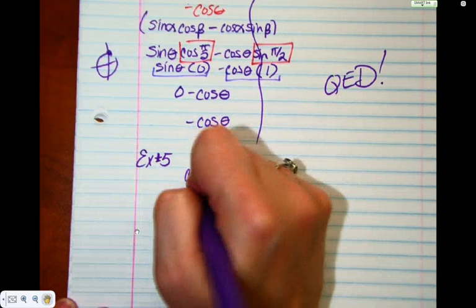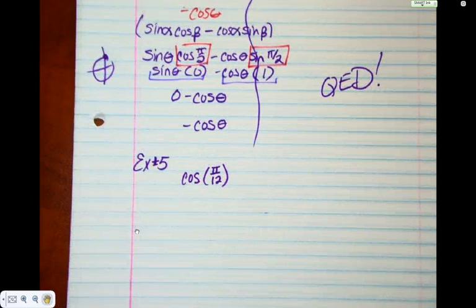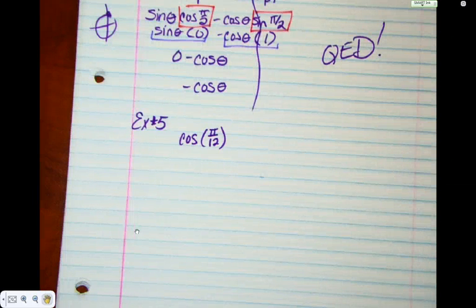What does exact value mean? No calc, no decimals. So this is like a question from last semester. Last unit, we did cos of pi on 3, cos of pi on 4, cos of pi on 6. Did we do pi on 12? No, because we didn't need to, because now we're going to be able to do it with these formulas.